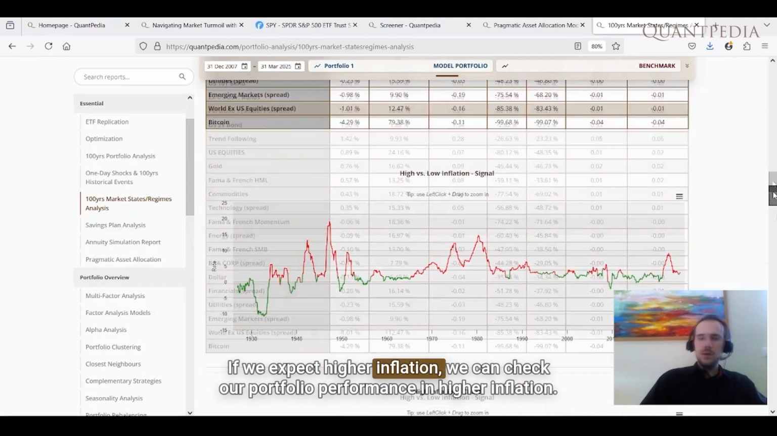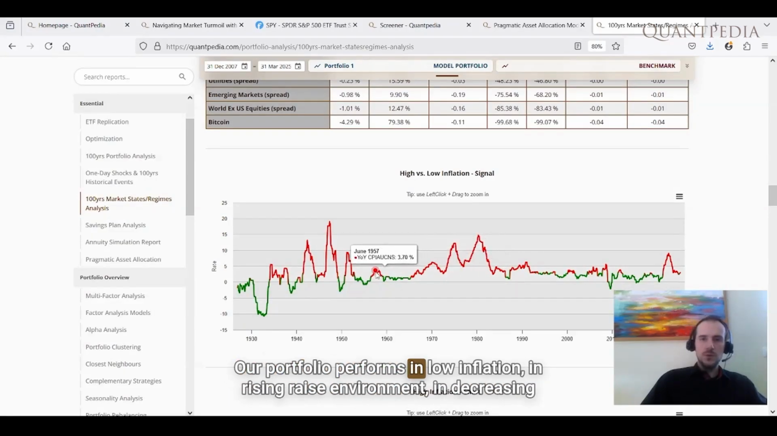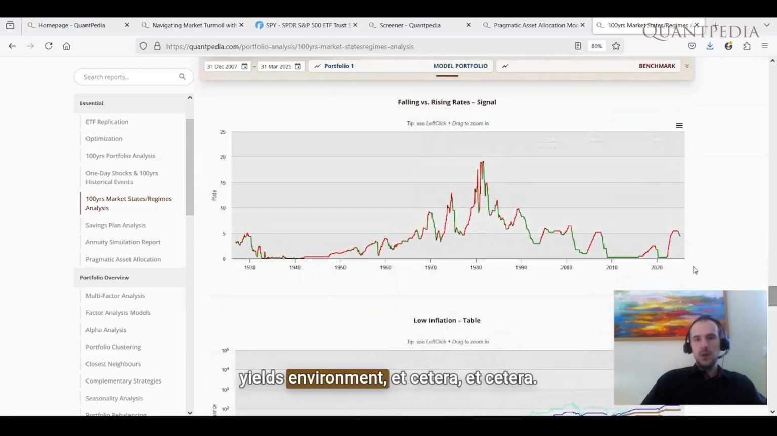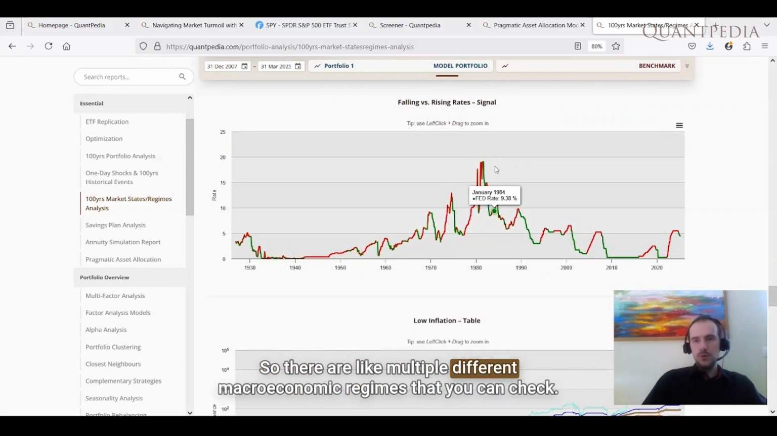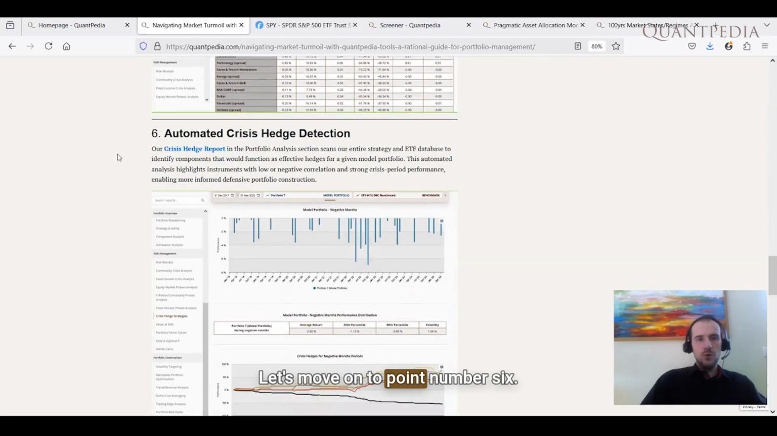If we expect higher inflation, we can check how our portfolio performs in higher inflation, how it performs in low inflation, in a rising rates environment, in a decreasing yields environment, etc. So there are multiple different macroeconomic regimes that we can check. So that was point number 5. Let's move on to point number 6.